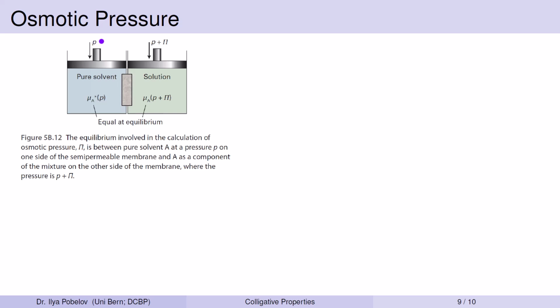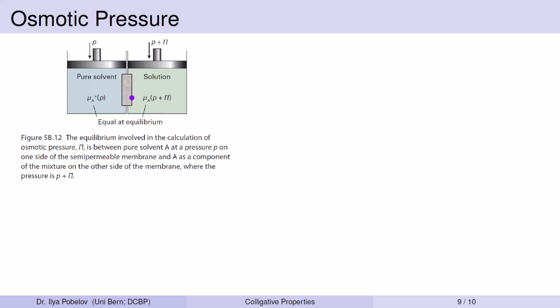Osmotic pressure is a fascinating property arising due to the difference in the chemical potential between a pure solvent and a solution. Let's try to understand this phenomenon from a thermodynamic perspective, as visualized by this figure. In the figure, on the left side, we have pure solvent A at pressure P. Its chemical potential is denoted by mu A star.